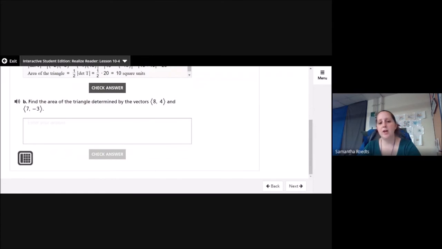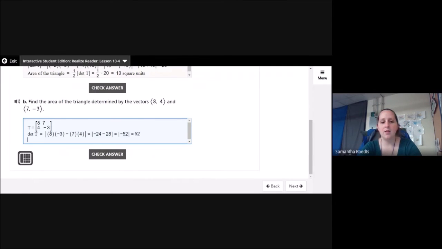For B, find the area of the triangle determined by the vectors 8, 4, and 7, -3. So again, I'm going to make a matrix. So I get 8, 7, 4, -3. And then I'm going to find the determinant of T, and that's the absolute value still. So I have 8 times -3 minus 7 times 4. So that gives me -24 minus 28, which is -52. And the absolute value of that, of course, is 52.